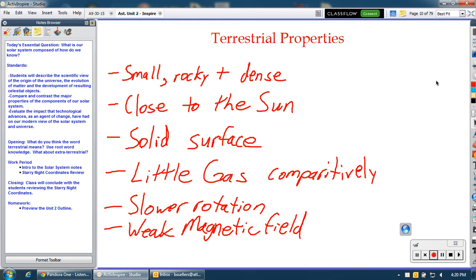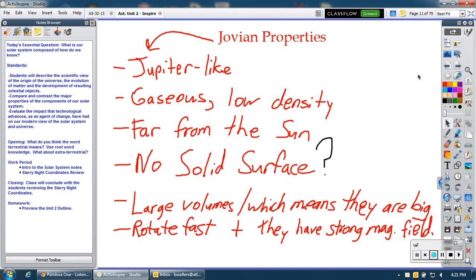They all are close to the sun, hence the inner planet denotation. They have a solid surface. They have very little gas comparatively. Now, compared to what? Well, a gas planet or the sun. They have much slower rotation. Gas planets rotate faster. And they have weak magnetic fields, Earth being the only one that doesn't have a weak magnetic field, and that's kind of an anomaly for terrestrial planets.